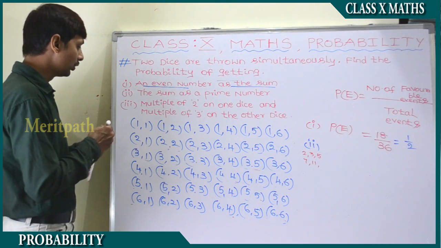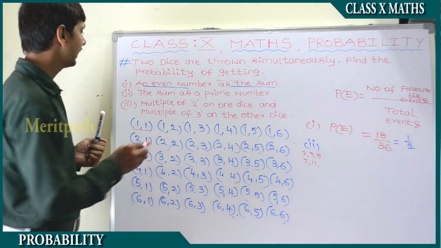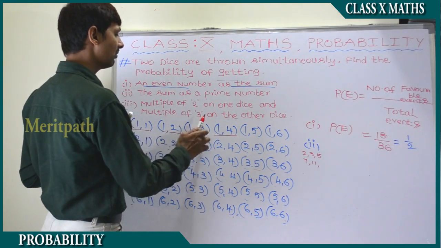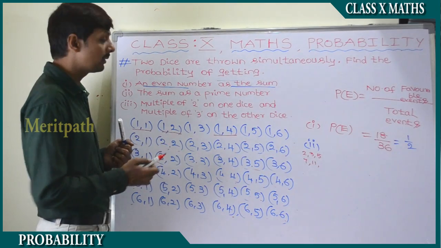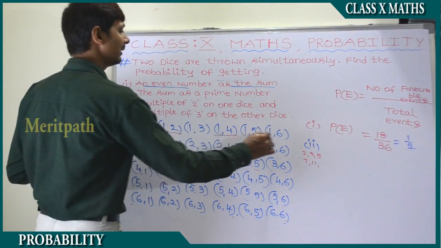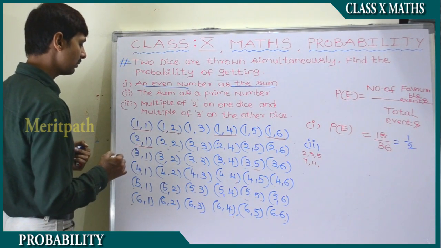The sum is 2, the prime number. And this is 3, a prime number. And 5 is 1 plus 3 is 4, which is not a prime number. And the 7 is a prime number. And then this is also a prime number.